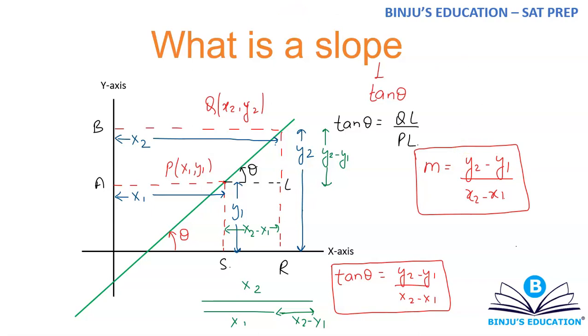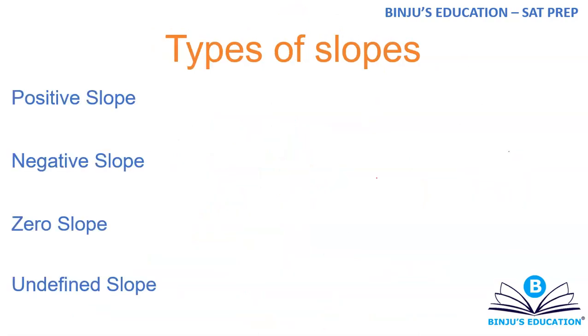Alright, let's move on to the next thing, that is the types of slopes. So we have positive, negative, zero and undefined. Let's understand each one of them. Let's start with the positive slope. If I want positive slope, I want my tan of theta to be positive, or I want my y2 minus y1 divided by x2 minus x1 to be positive.